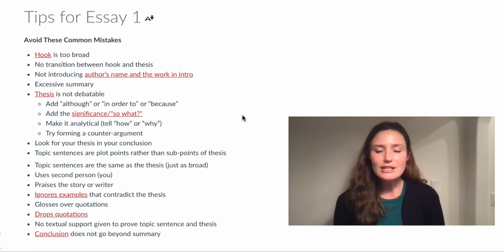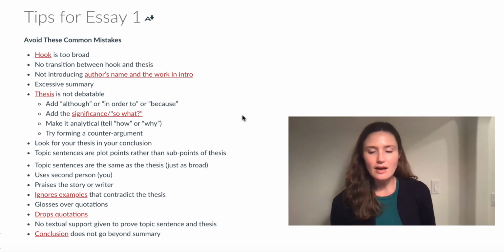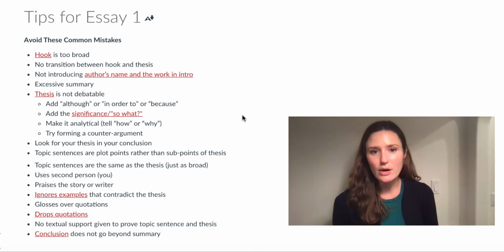Look for your thesis in your conclusion. A lot of times, students will talk to me in office hours and they'll say, "I'm not exactly sure what my thesis is." So I'll say something like, just tell me your thesis in your own words. Don't read it, just tell me what you're writing about. Tell me what you're arguing. And they have trouble articulating it.